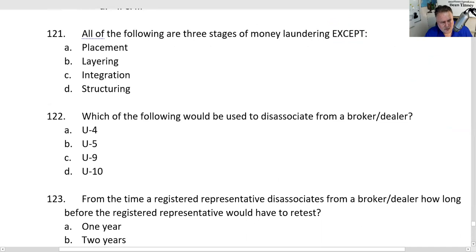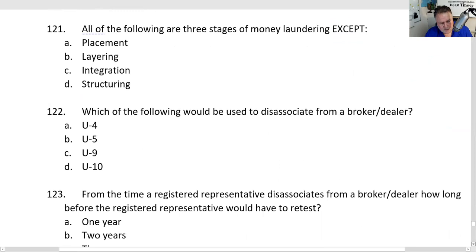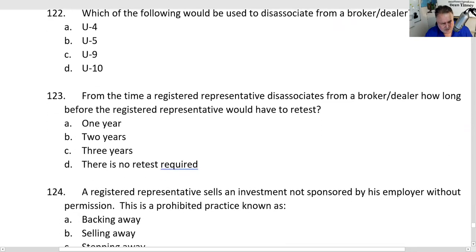So U4 is hello, U5 is goodbye. So you work hard, you get to the registrations. A U5 is filed on you, and if you don't reaffiliate in 2 years, you have to retest.